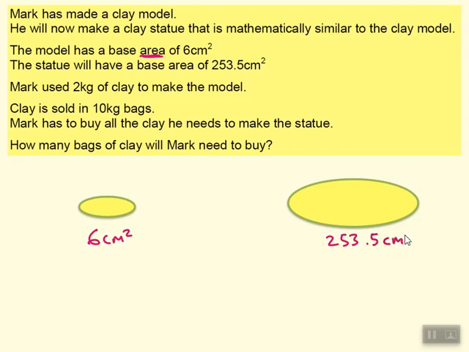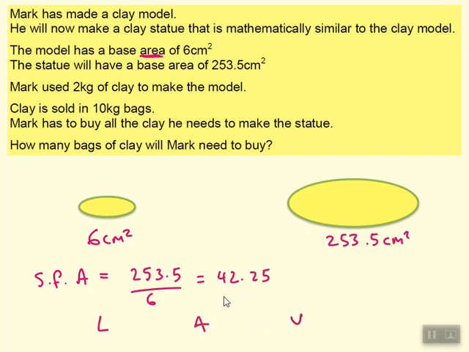253.5 centimeters squared. So first of all, I'm going to work out the scale factor for the area. So I'm going to do the big one divided by the small one. So 253.5 divided by 6 is 42.25. So that's what the area was multiplied by. Now, let's just do length. We know the area one. So the lengths would have been multiplied by the square root of that. Okay, so we know the middle one.